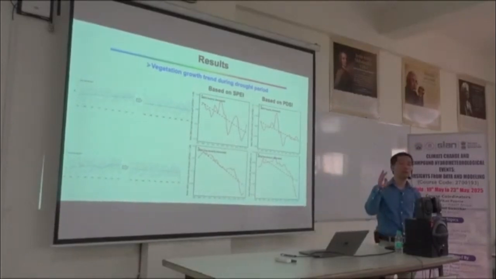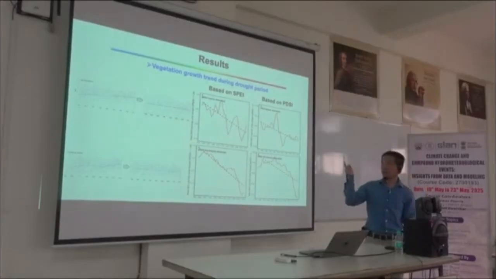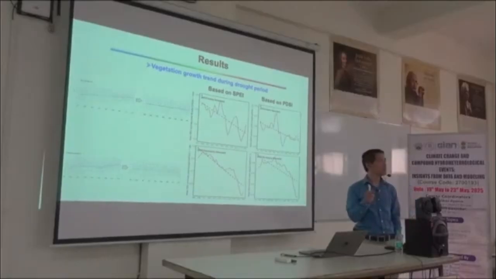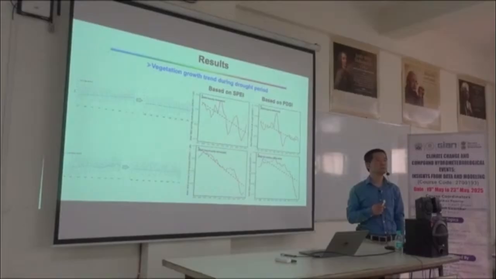So basically we're using 4 pieces of evidence to show that over the last 30 years, at a global scale, vegetation growth has become more and more water limited, right? So any questions? Okay.